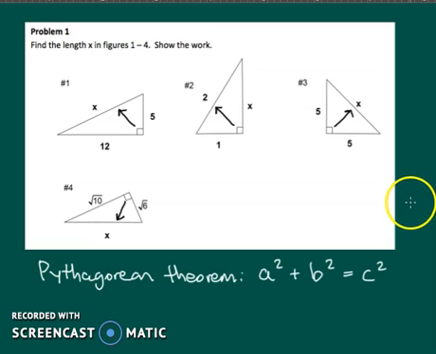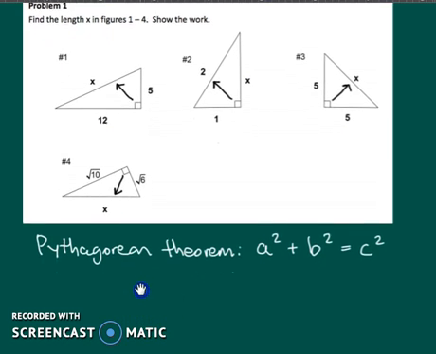And when we plug the numbers into our Pythagorean theorem, typically the hypotenuse is represented by c. So a squared plus b squared are on one side of the equal sign, and c squared is on the other side. So c squared will be the length of the hypotenuse squared. Okay, so let's begin here with number 2.